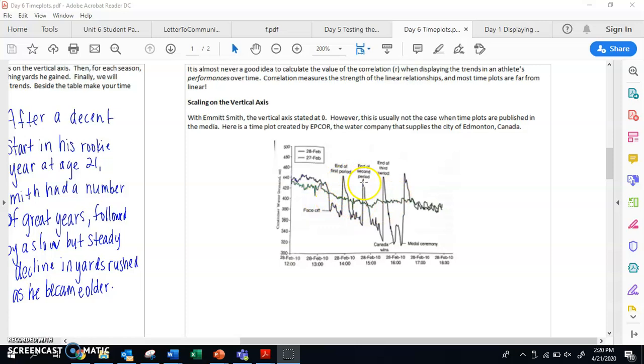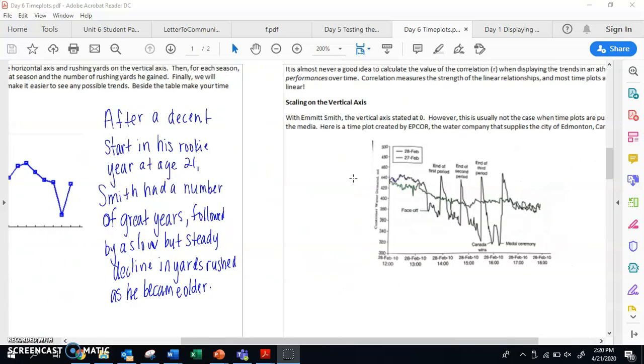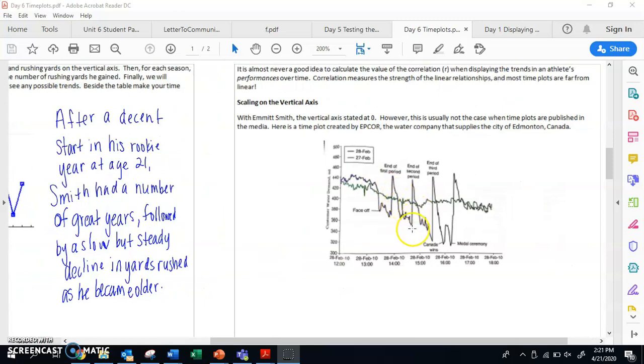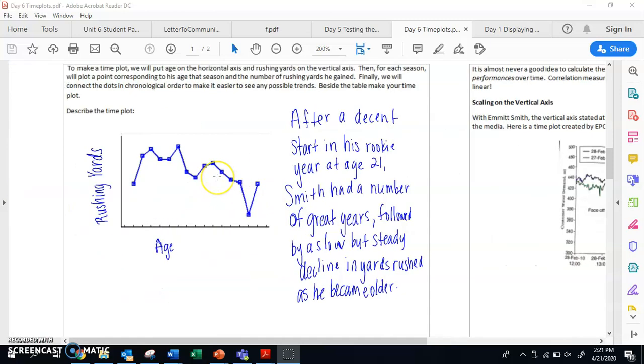It's an outside force, a force other than time, that dictates this water usage. So it wouldn't really be a good idea to calculate the correlation between time and water usage. It's really just something outside of time that's affecting this water usage.